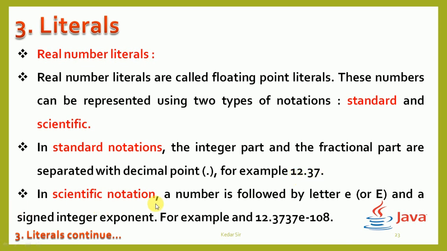So what is the scientific notation? It is followed by a letter small e or capital E and a signed integer exponent. For example, 12.3737e-1.108.